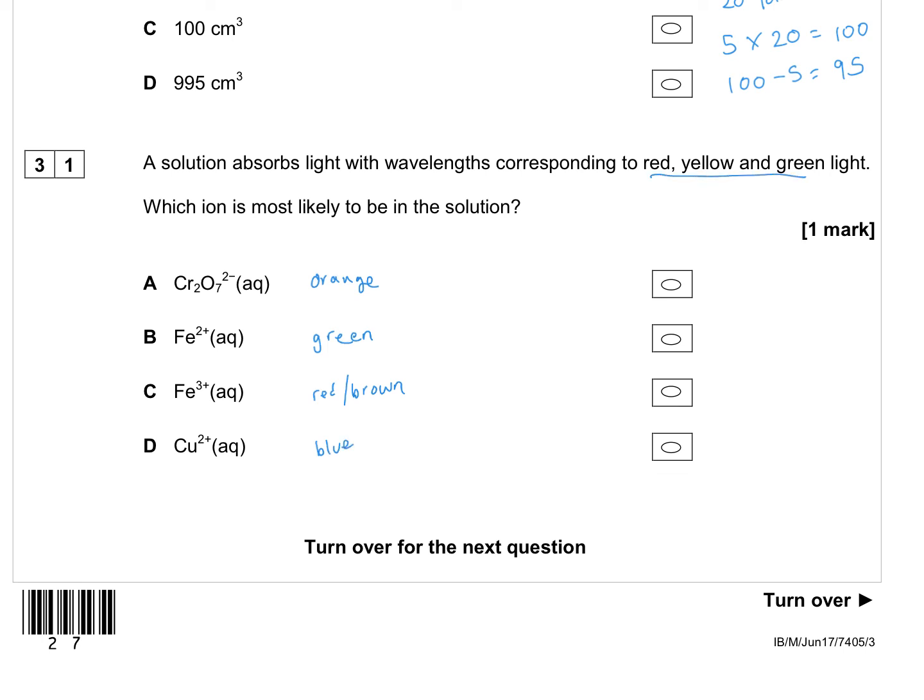So if it's absorbing red, yellow and green, it must therefore transmit the complementary colour, which would be blue.